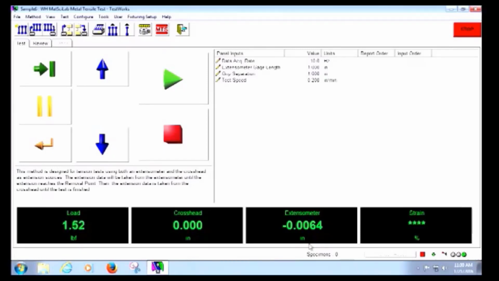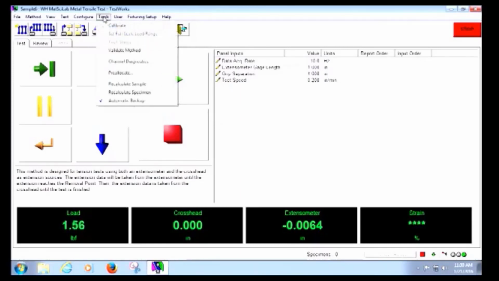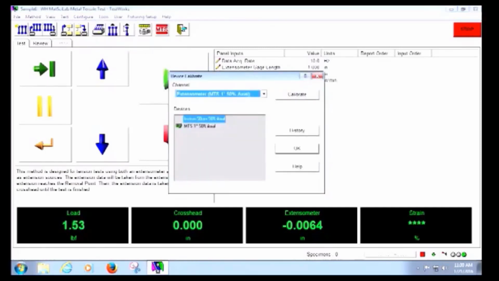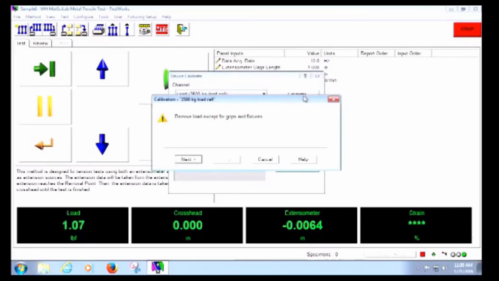All right, it's important always to calibrate and verify the operation of your instruments before any test. So on the Tools menu, we will calibrate. I'm going to start with our load cell. Currently we have a 2,500 kilogram load cell installed. Remove load except for grips and fixtures. That's what we have. It's calibrating the device, and the calibration for that part of the instrument is complete.